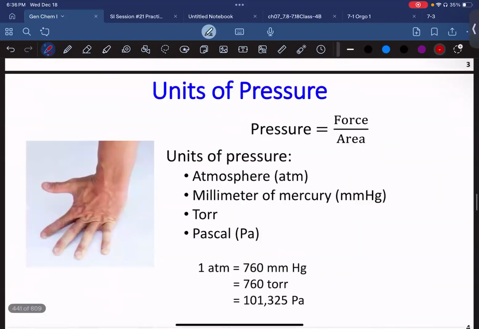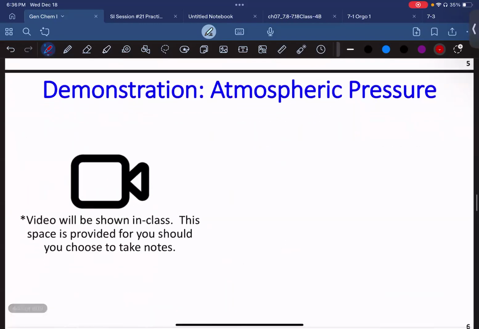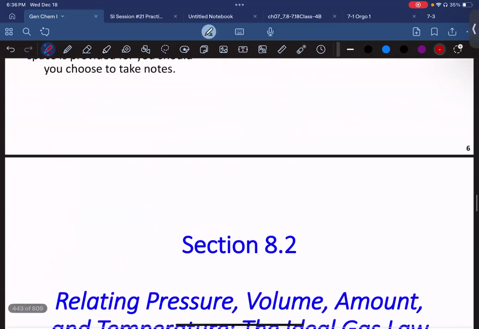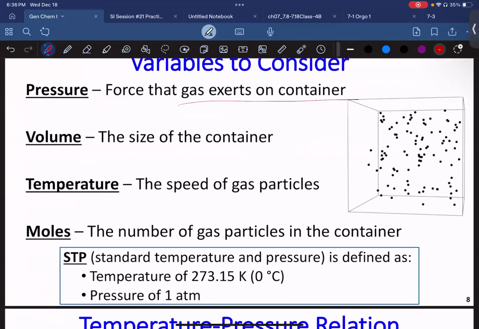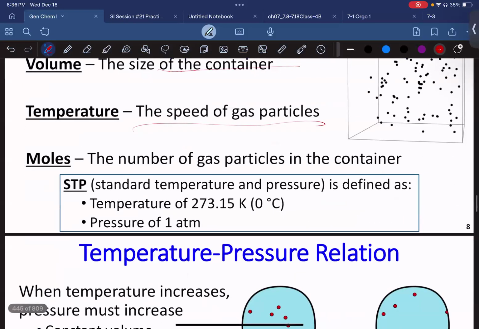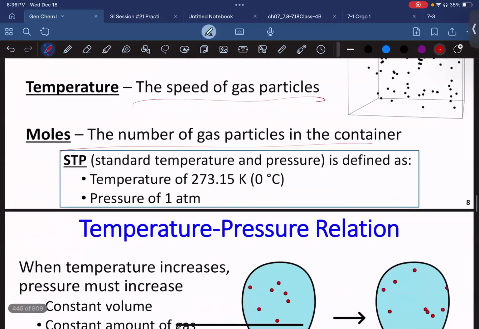All this stuff I'm not really going to be tested on; it's just common knowledge. Pressure is something that a gas is exerting on a container. Volume is the size of the container, temperature is the speed, the average kinetic energy, and moles is just the amount. And STP is really important. STP tells you a lot of information.